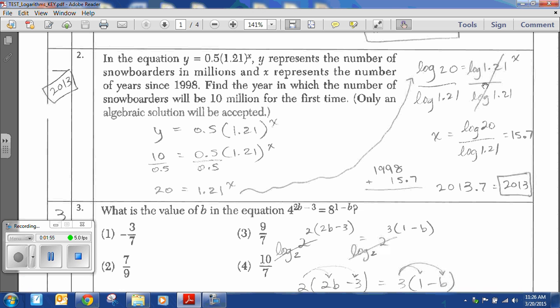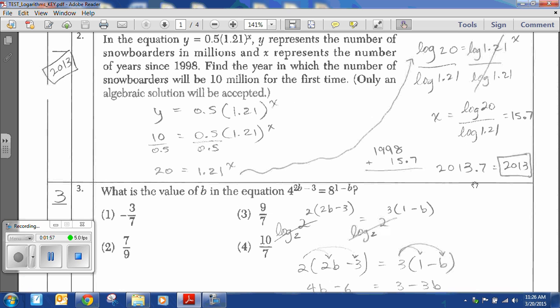So, as you can see, the answer rounded up is 16. It'll take 16 years. It'll be the year 2014, not 2013.